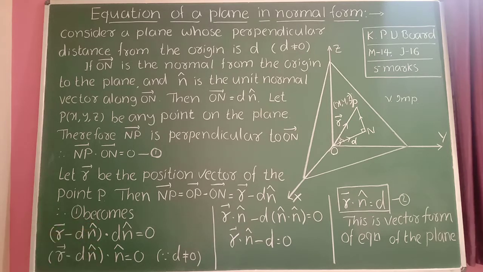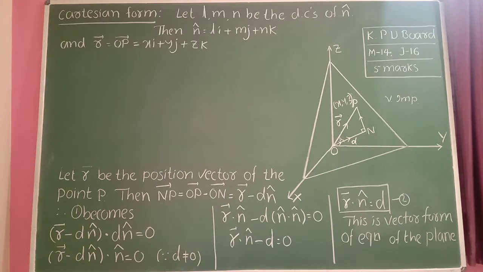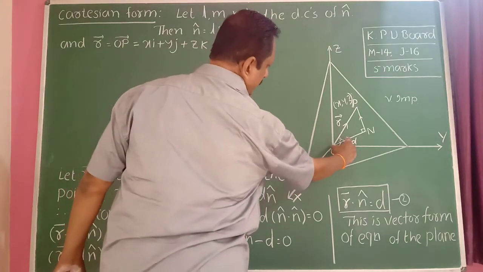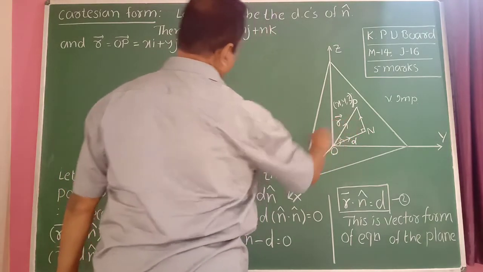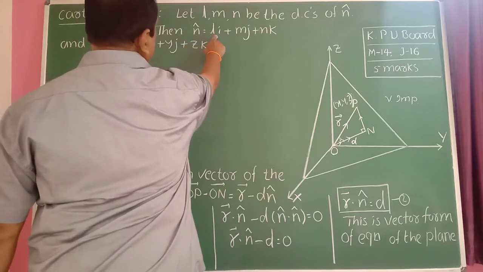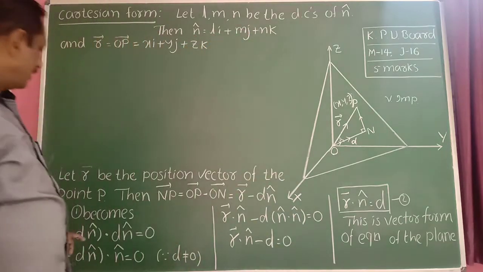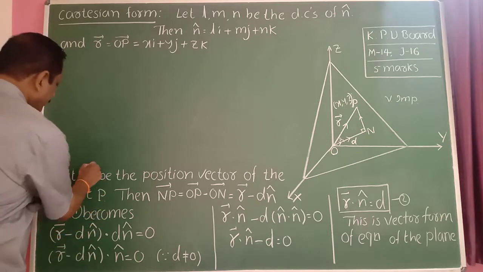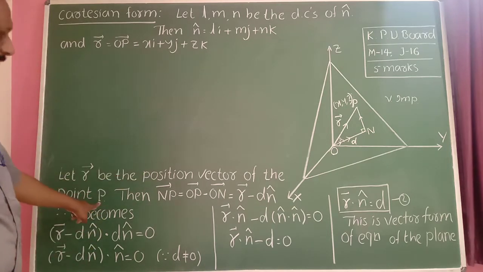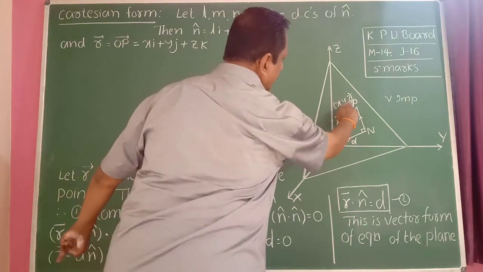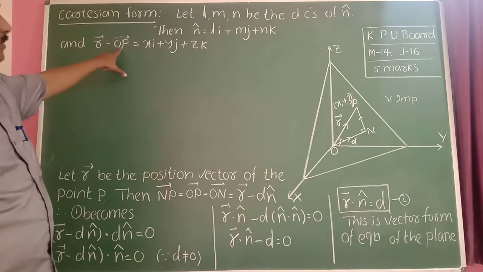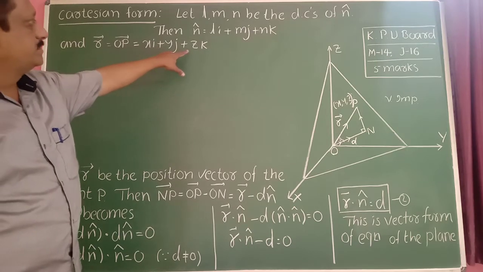Next, find the Cartesian form of the equation of the plane. So let L, M and N be the direction cosines of this n cap here. N cap is the unit normal vector along this ON here. Hence n cap can be written as L into i plus M into j plus N into k. And here R bar is what here? R bar is the position vector of the point P here. So the coordinates are X, Y, Z here. Hence R bar is equal to OP bar is equal to Xi plus Yj plus Zk.